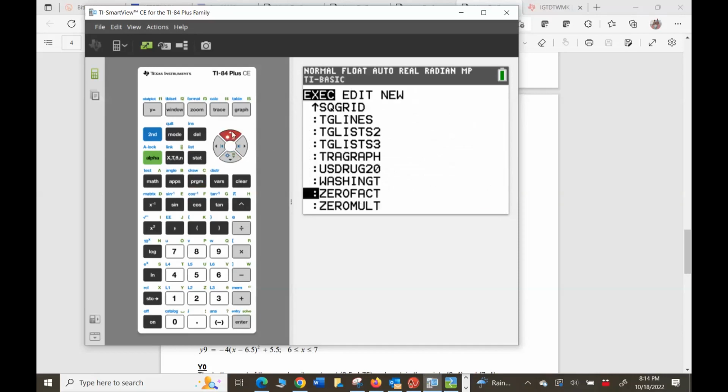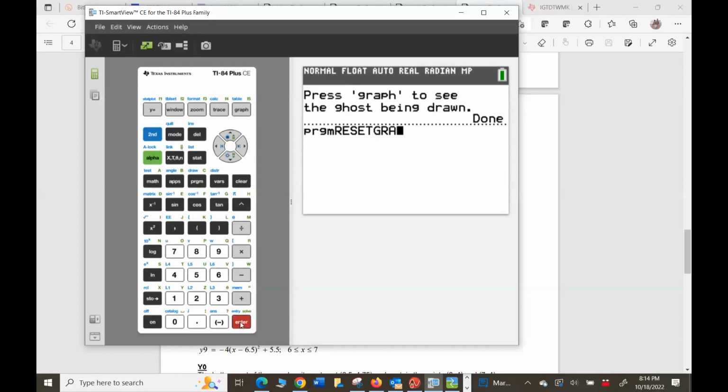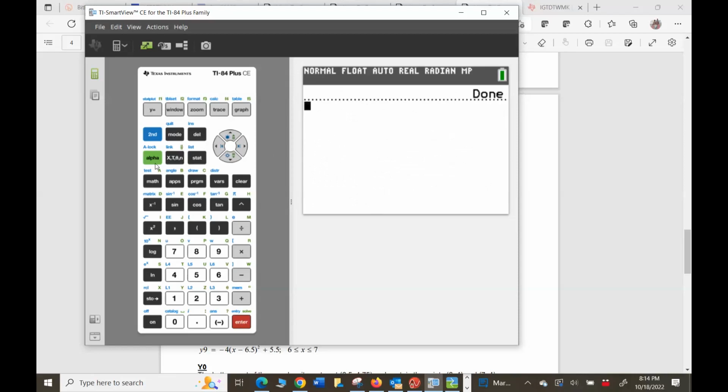Okay. And I created it just for instances like this where you want to get things back to normal. So I'm going to run a program called reset graph because it only can have 8 letters. And you'll notice now y equals is cleared out. The colors are all back there.